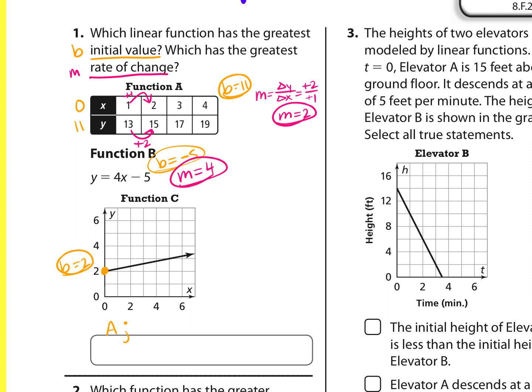For function c, I find 2 points that the line goes through, and I say, okay, the slope is a change of y over change of x, and from 2 up to 3, it adds 1 for the y. From 0 across to 5, it adds 5 for the x. So that slope is 1/5. And so the greatest rate of change was 4, and that came from function b.